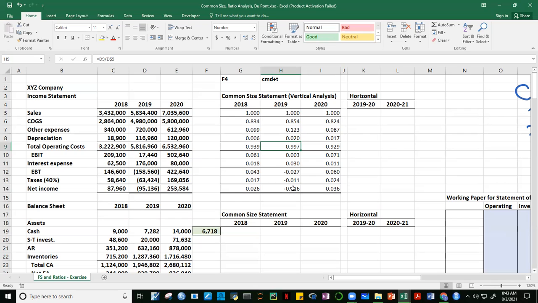If we take a look at the net income, ibig sabihin nito ng negative 0.016, ibig sabihin, sa bawat piso ng sales nila, they lose 1.6 centavos. While in 2018, for every 1 peso of sale, ang kinikita nila doon 2.6 centavos. So, ang pinakamaganda nung 2020, okay, 3.6 centavos for every 1 peso of sales.